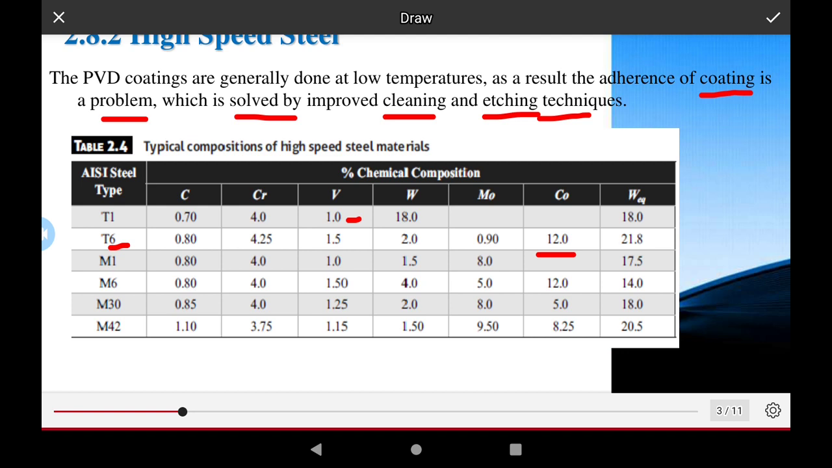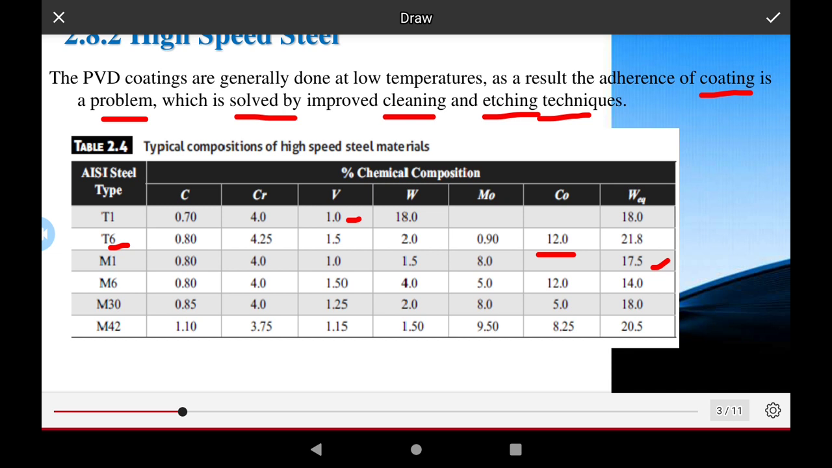M1 is a molybdenum based material. Carbon contains 0.80%, chromium 4%, vanadium 1%, tungsten 1.5%, molybdenum 0.8%, and no cobalt content, with iron as the base. The equivalent tungsten weight of the material is 17.5%.